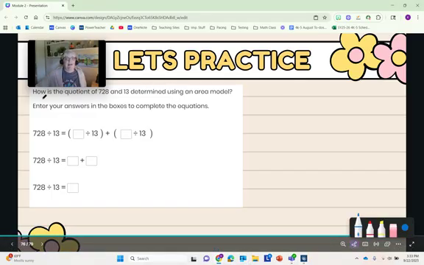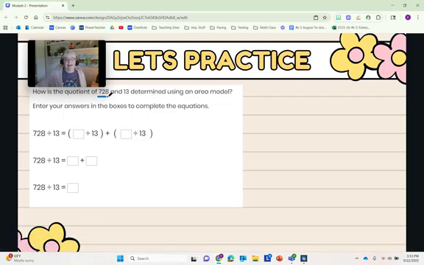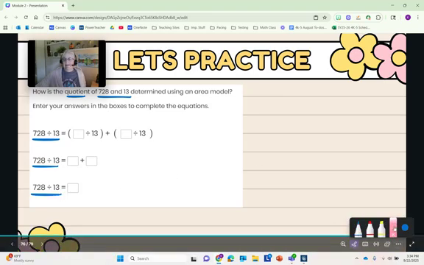So right here it says, how is the quotient of 728 and 13 determined using an area model? The word quotient means division problem. So you can see right here, we have 728 divided by 13 listed for all three lines there. And they're wanting to know how we can use an area model to figure this out. Well, let's draw an area model.